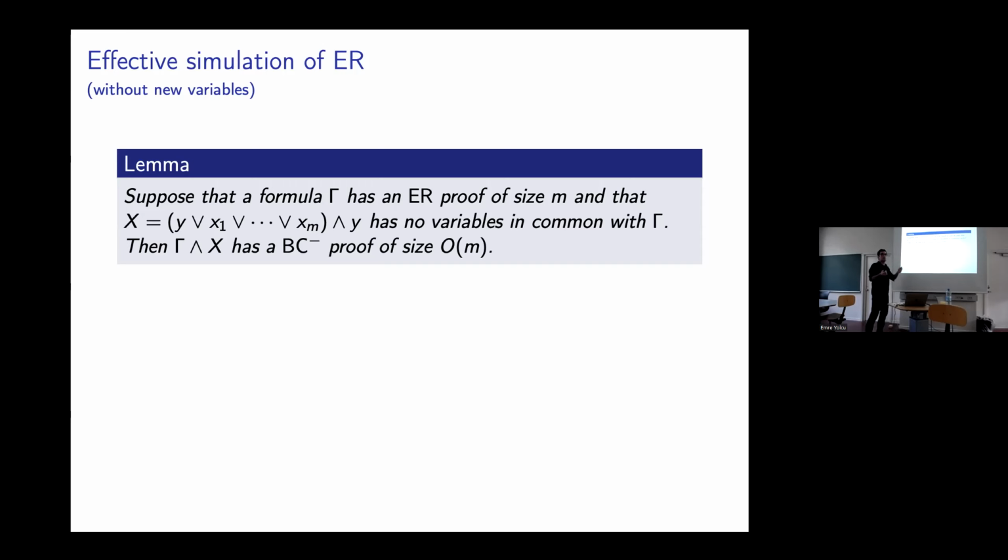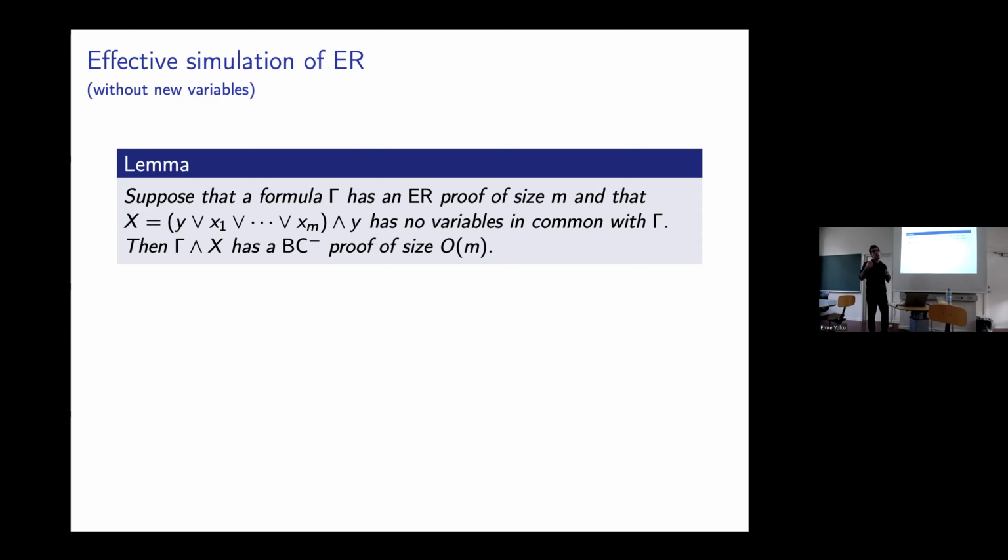So in that sense, it's maybe not that interesting, but we will see later that all of the systems we have generalize BC minus. So all of them have this exact effective simulation of external resolution. But you can give them in different ways, such that there will be new variables in the formula, but they will be useful only to one of the two systems, which will allow us to say, well, if some formula is easy for external resolution, then it's easy for this system as well.